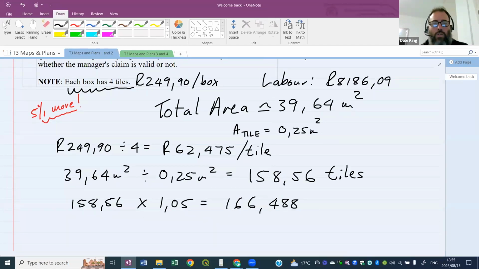Now, my question to you is, do I go down? What do I round this off to? I've spoken about this so many times in the last couple of days. Lord help us. What do I do now? Where do I go? What do I round to? Because you can't buy 0.488 of a tile, right? So what should I do?